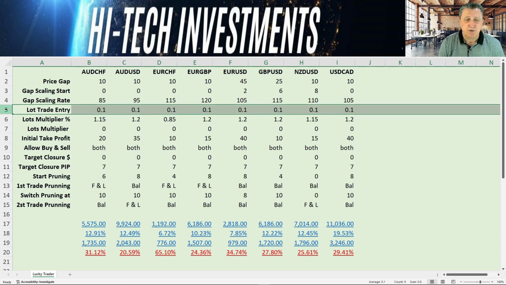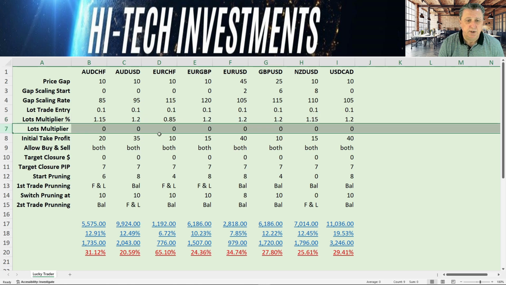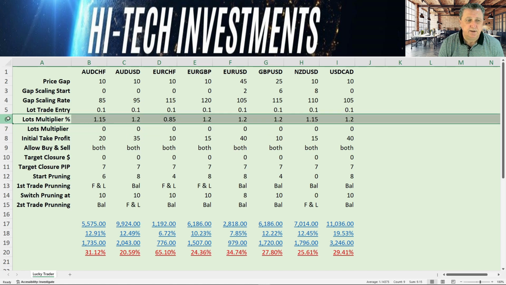Lot trading entry, so this is 0.1. We're not touching this one because this is a test. We want to see exactly how much we get out of each lot, so we're not changing that. We're also using the lot multiplier in percentage, so we are not using the other one down here. That is why it is 0.